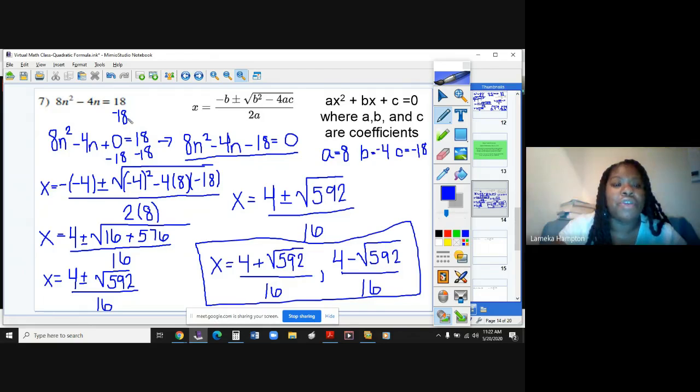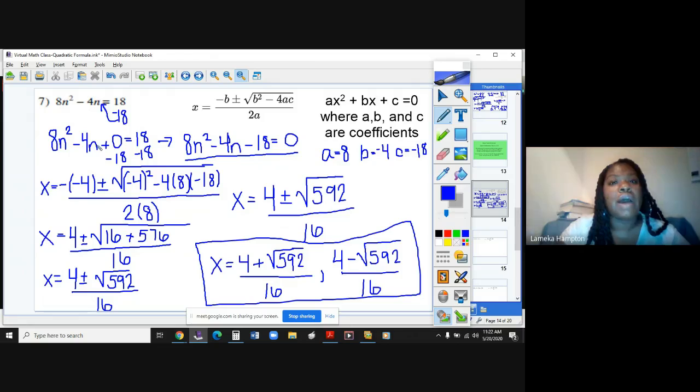Yes, ma'am. You would have to bring this number over to this side, and you would do that by doing the opposite. Because this is a positive 18, you have to subtract 18. Now remember, you're not going to subtract 18 from 4n because those are unlike terms. You cannot subtract unlike terms. So what you're simply doing is moving this number over, and you're going to put it here.